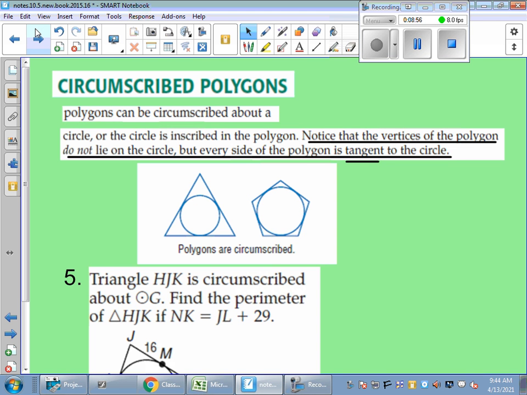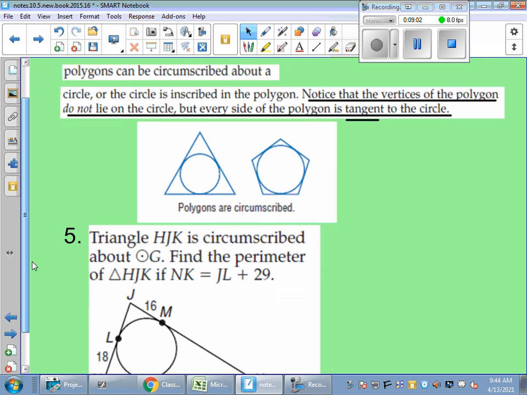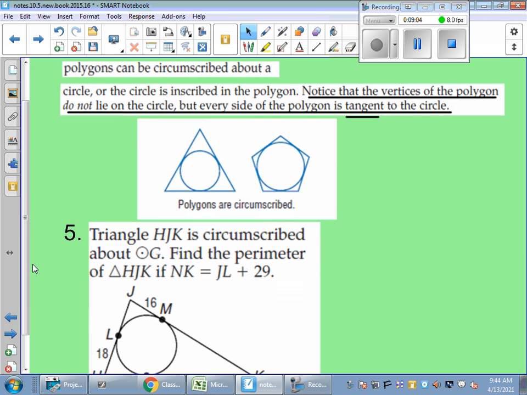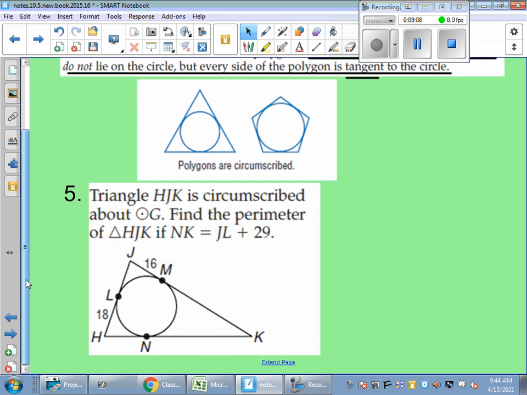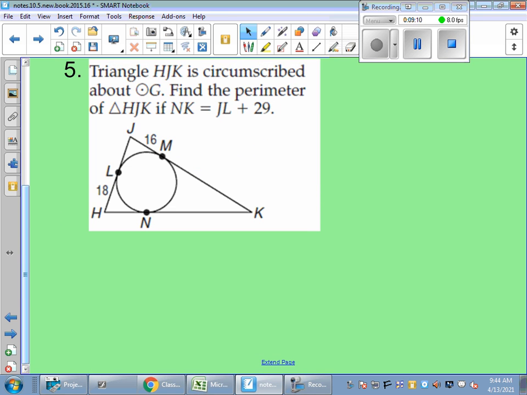This right here is a definition. Polygons can be circumscribed about a circle, or the circle is inscribed in the polygon. So again, take a look at where your vertices are, where they line up, and how that works. And then again, we're using the same concept that we just did in the last one. So here's our point. This is our tangency. So if this is 16, this is 16. Same thing here. From here to here is 18. Here to here is 18.